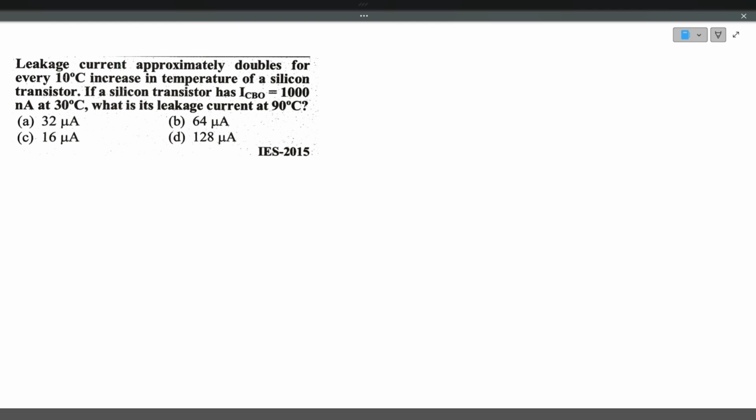Next question. The leakage current approximately doubles for every 10 degrees rise in temperature of the silicon transistor. If a transistor has ICBO as 1000 nanoamperes at 30 degrees, what is the leakage current at 90 degrees? So we have seen this formula also in the previous videos. The leakage current ICBO2, that is the leakage current at the new temperature, is equal to ICBO1 into 2 to the power of (T2 minus T1) divided by 10, where T2 is 90 degrees and T1 is the present temperature.